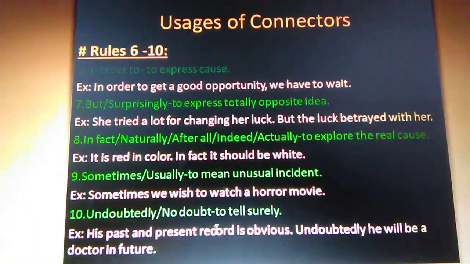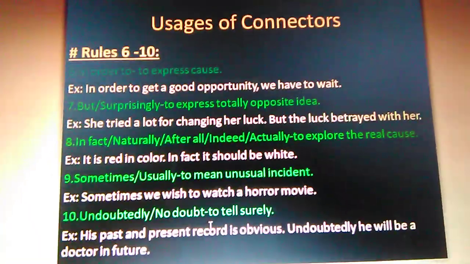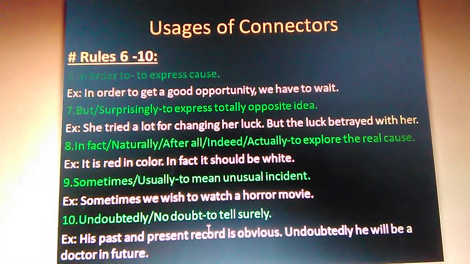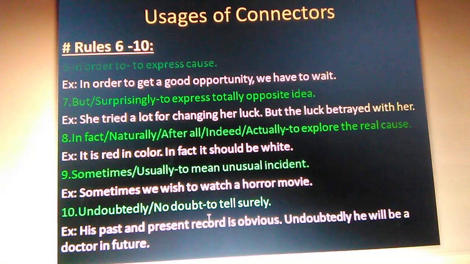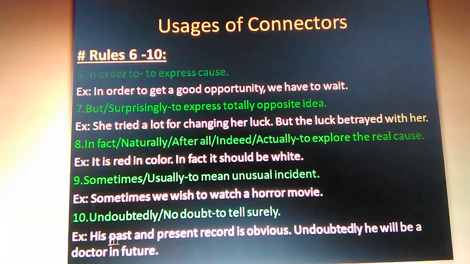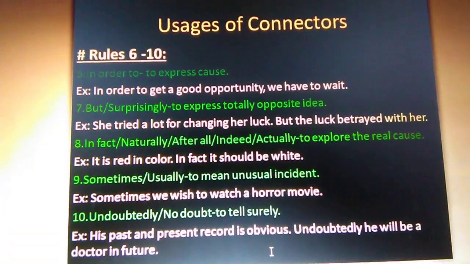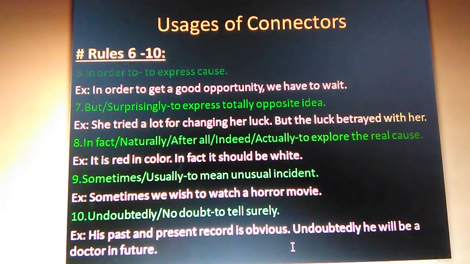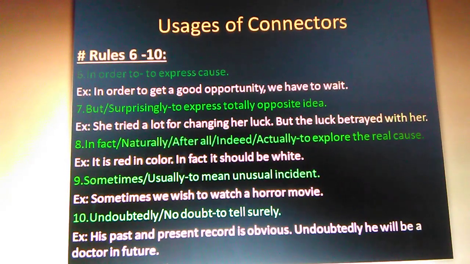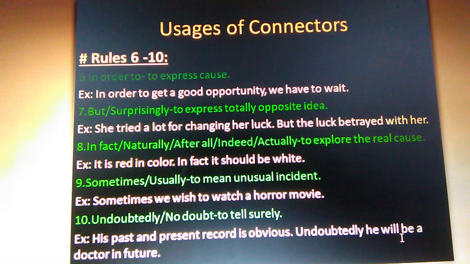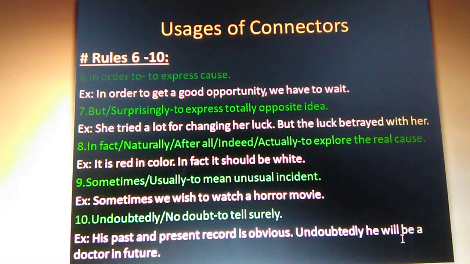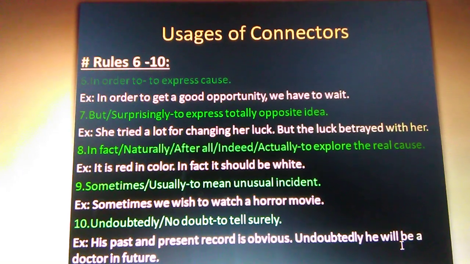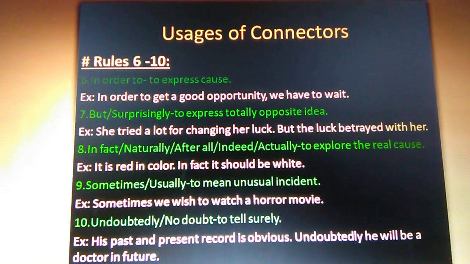Undoubtedly, or no doubt, these connectors are used to tell surely. If I want to tell you, or if I want to ensure anything, then: his past and present record is obvious, undoubtedly he will be a doctor in future. So undoubtedly, he will be a doctor in future. I'm going to give you the assurance. That is why I use this connector.